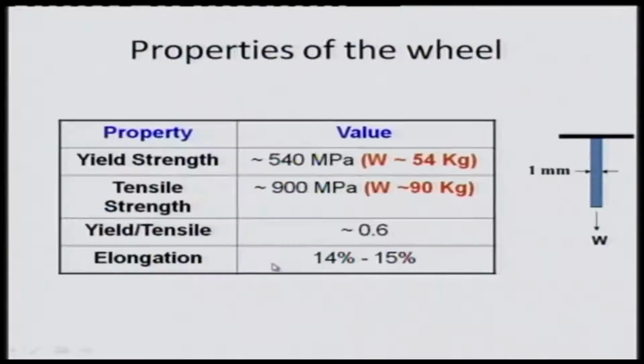Now, here if I look at what are the properties of the wheels that are being used, the yield strength of the wheel is of the order of 540 megapascal, the tensile strength is of the order of 900 megapascal, elongation is of the order of 14 to 15%. Just to give you an idea what this 540 and 900 megapascal mean, if I take a 1 millimeter by 1 millimeter cross section rod, 540 megapascal means it can take a load of 54 kilograms. 900 megapascal means this rod can take up a load of 90 kilograms.